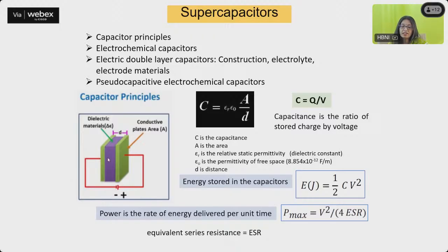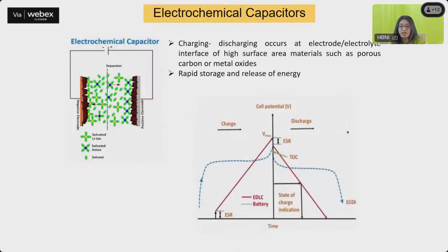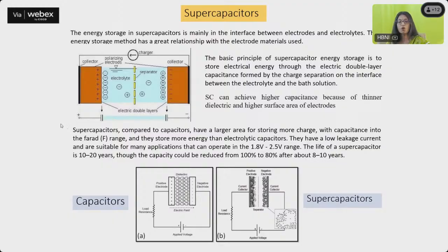And the energy stored in a capacitor is half C V squared, where C is the capacitance and V is the voltage. You can also get the power, which is the rate of energy delivered per unit time, and this depends on the equivalent series resistance of the capacitor. Now, what do we mean by supercapacitors? The energy storage in supercapacitors is mainly at the interface between the electrodes and the electrolytes, and this storage method has a great relationship with the electrode material used.